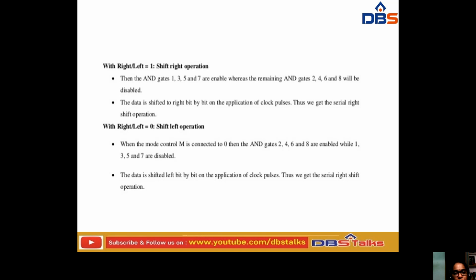When the mode control M is connected to 0, then AND gates 2, 4, 6, 8 are enabled, while gates 1, 3, 5, 7 are disabled. So whatever the data is, it is shifted left bit by bit on the application of the clock pulses, and thus we get the serial left shift operation.